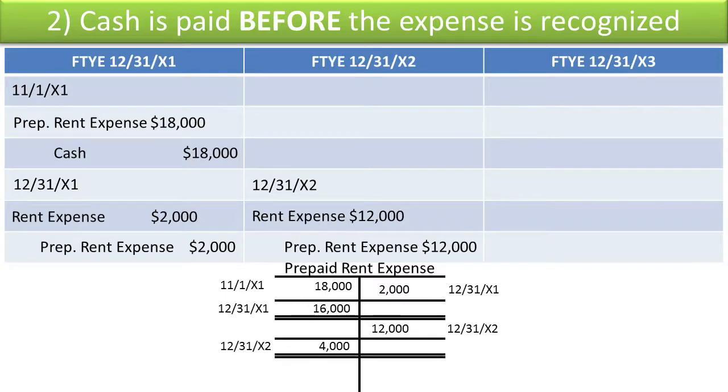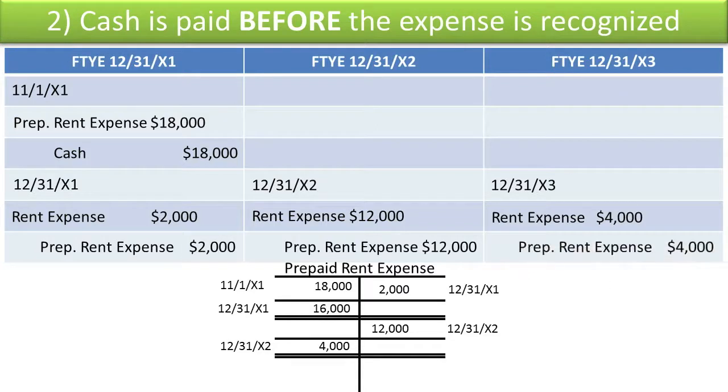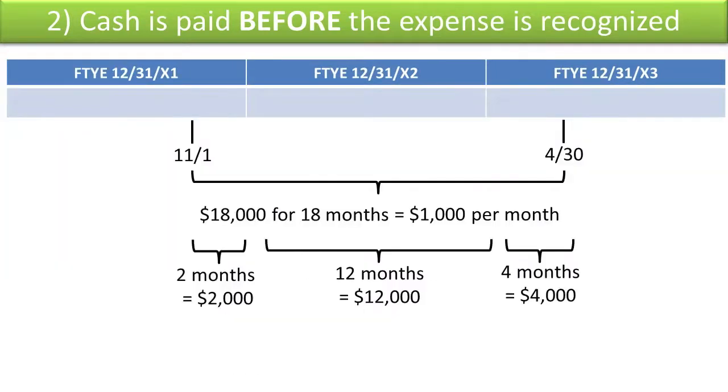The new balance in prepaid rent expense at the end of X2 is now a debit of $4,000, which we will then use up in X3. Debit rent expense $4,000 and credit prepaid rent expense, using that up, $4,000, resulting in an ending prepaid rent expense balance at the end of X3 of 0.